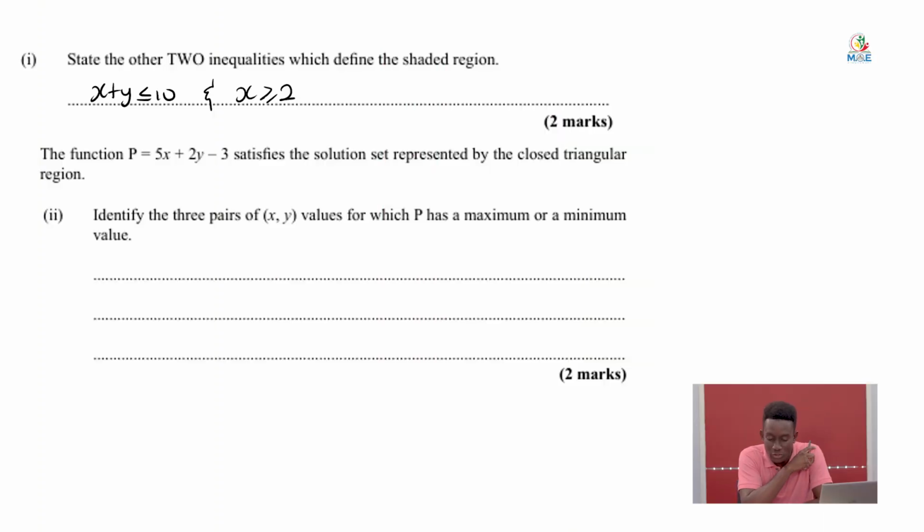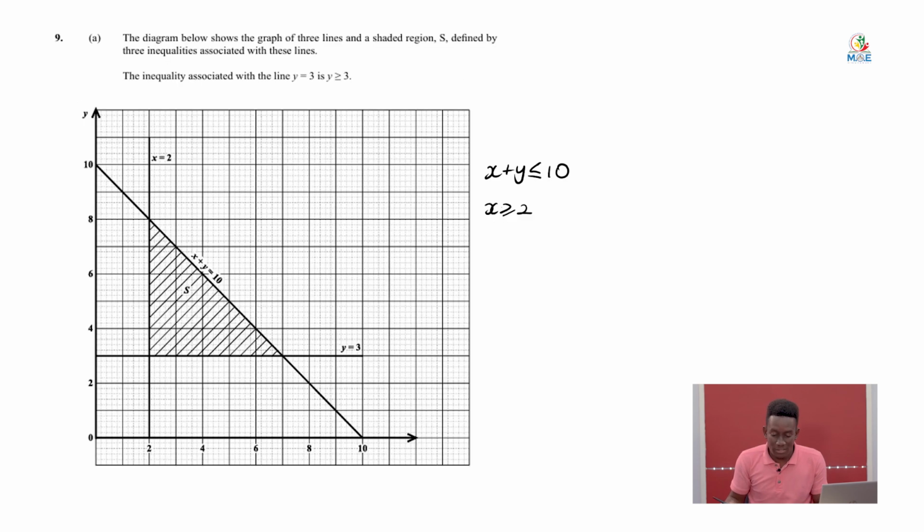So the next one says the function p is equal to 5x plus 2y minus 3 satisfies its solution set by the closed triangular region. Identify 3 pairs of x and y values for which p has a maximum or a minimum value. So they want 3 pairs of x and y values for which p has a maximum or minimum value. We can go back to the diagram.